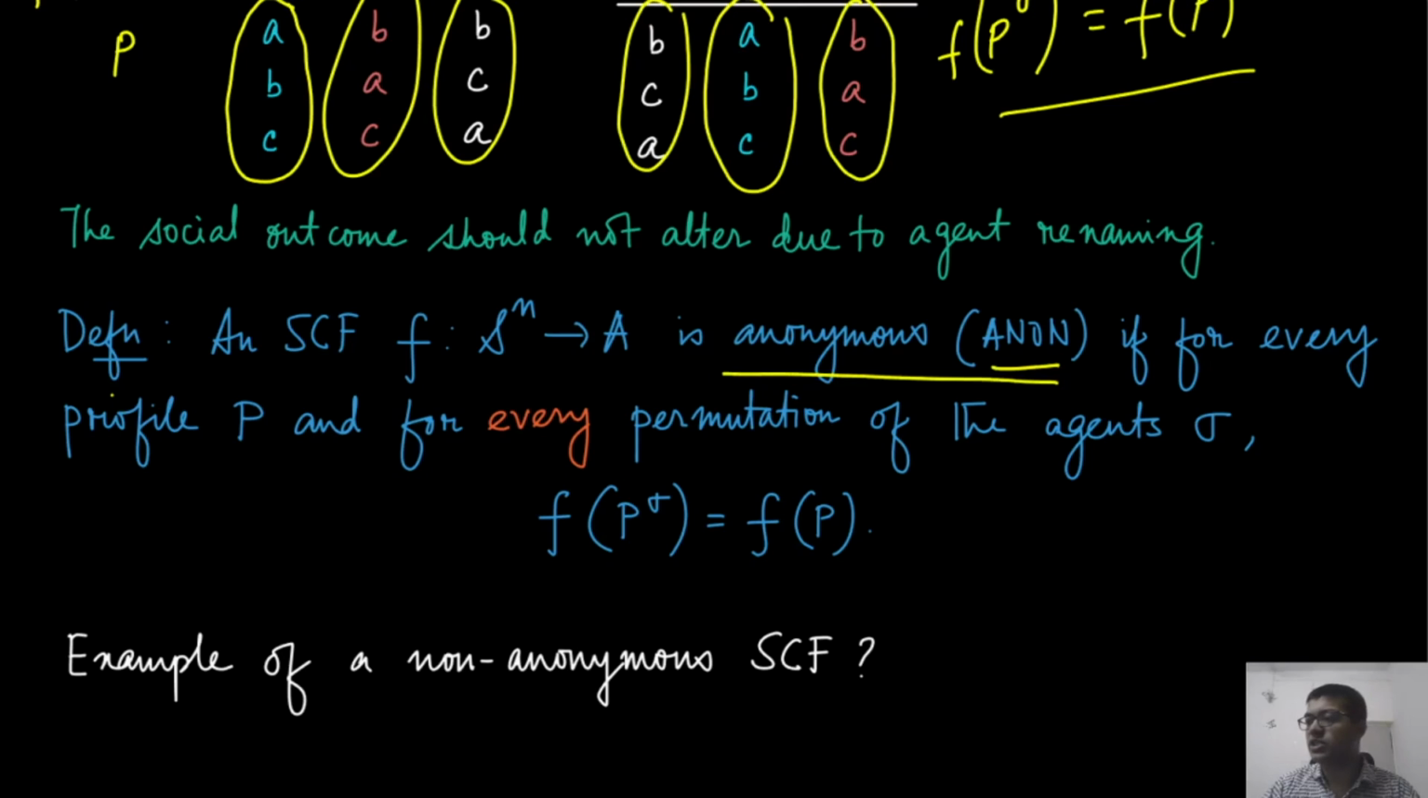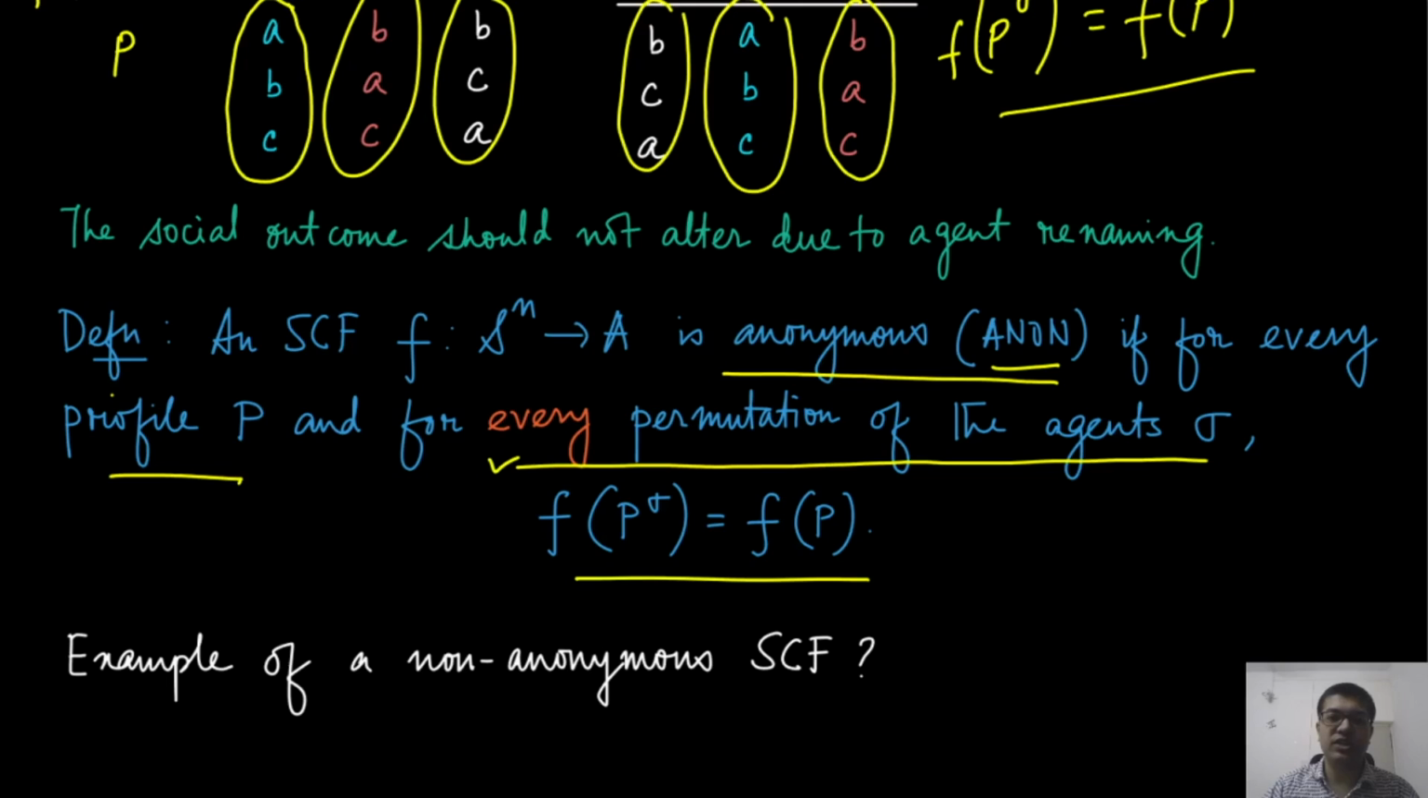So it says that a social choice function is anonymous, and we will use the shorthand anon for this, if for every preference profile P and for every permutation of the agents sigma, the outcome does not change. This is important: it is not true for one specific sigma, it is true for any possible sigma. Then we are going to call this an anonymous social choice function. Now you can clearly see what this brings in.